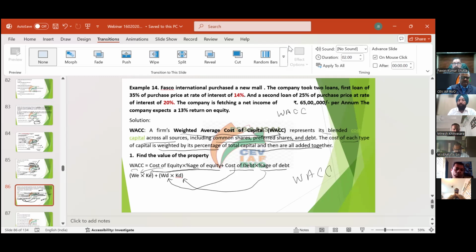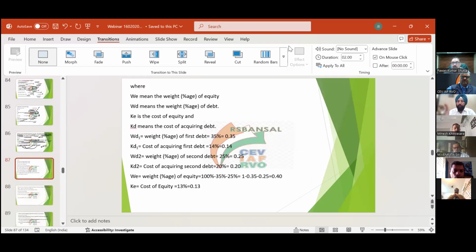See here in this case, he has taken two loans. The first loan is at 35% of the purchase price at the rate of 14%, and the second loan is 25% of the purchase price at a rate of interest of 13%. The company is fetching a net income of 65 lakh per annum. The company expects 13% return on equity. So see here how to proceed.